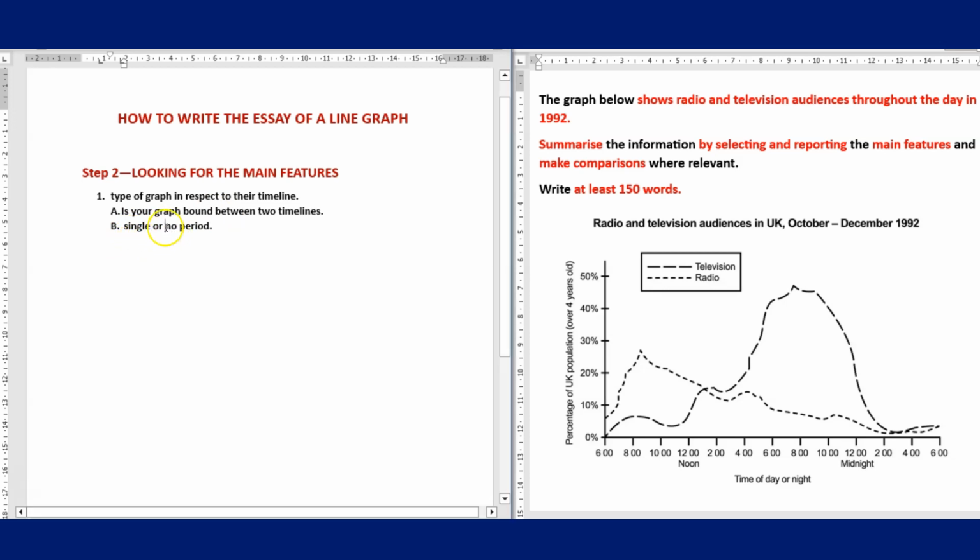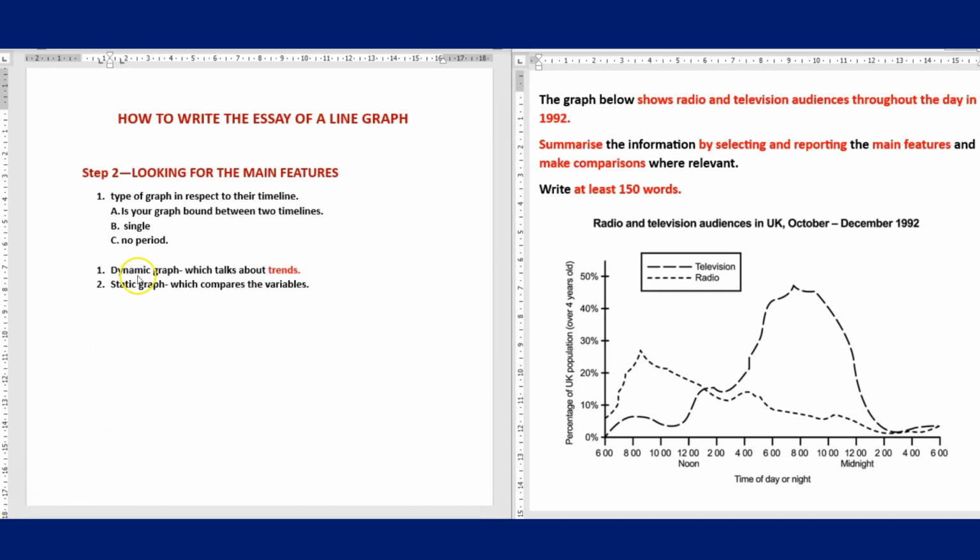If it is bound between two timelines, it has a name we give to it and a way we look for the main features. And if it's a single timeline or has no time period at all, then it also has a name and a way we look out for the main features. So depending on the timeline, the graph can either be a dynamic graph or a static graph. When we talk about a dynamic graph, it means that the graph is bound between two times. So you can see here, it's from October to December.